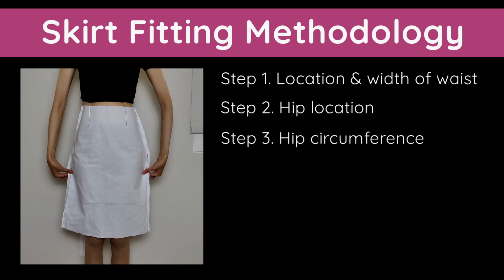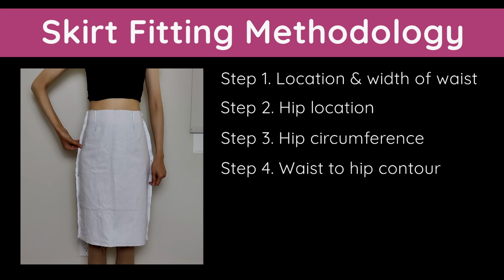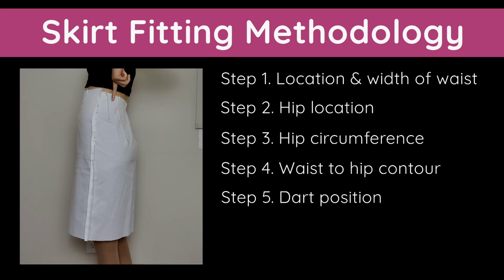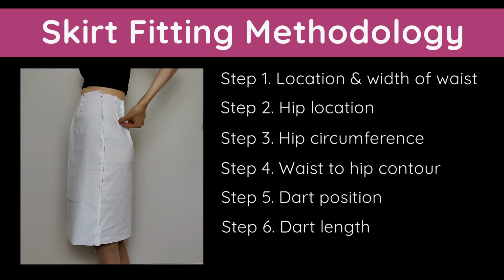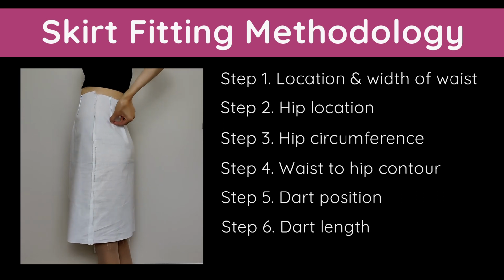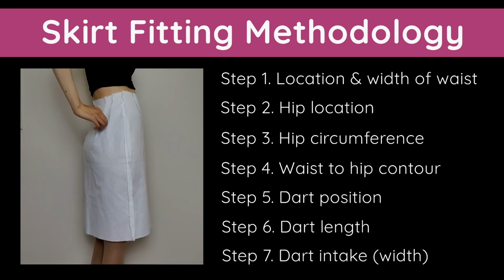Step 3 looks at your hip circumference, whether it's too narrow or too wide. Step 4 looks at your waist to hip contour, specifically the shape of the curve along the side of your body. Step 5 looks at the dart position, including the location of your 2 back darts relative to each other. Step 6 looks at the length of your darts, whether they're too short or too long. And Step 7 looks at the intake or width of your darts, whether they're too narrow or too wide.